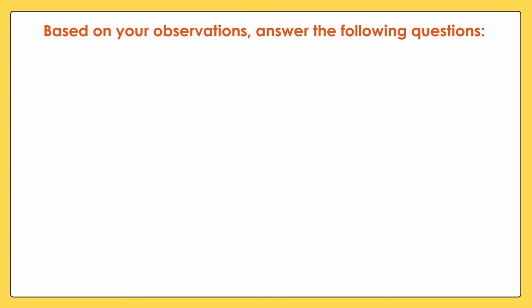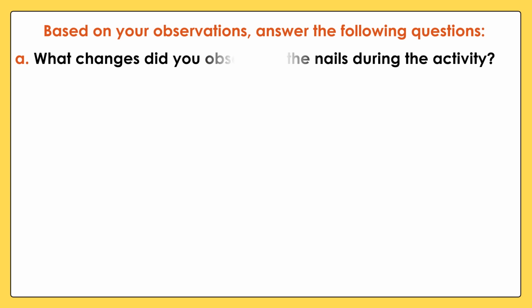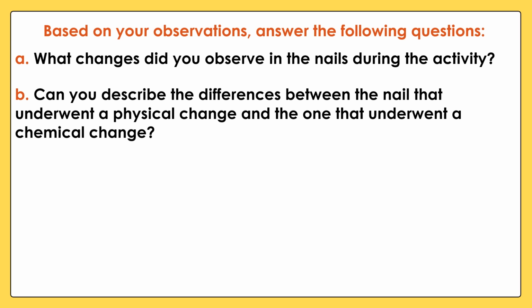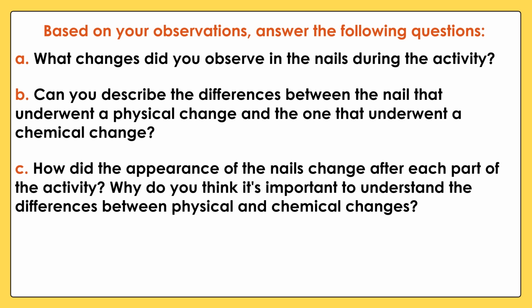Based on your observations, answer the following questions. A. What changes did you observe in the nails during the activity? B. Can you describe the differences between the nail that underwent a physical change and the one that underwent a chemical change? C. How did the appearance of the nails change after each part of the activity? Why do you think it's important to understand the differences between physical and chemical changes?